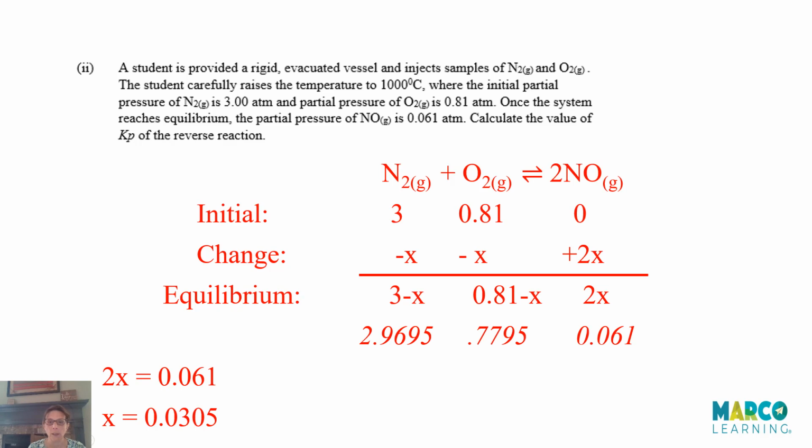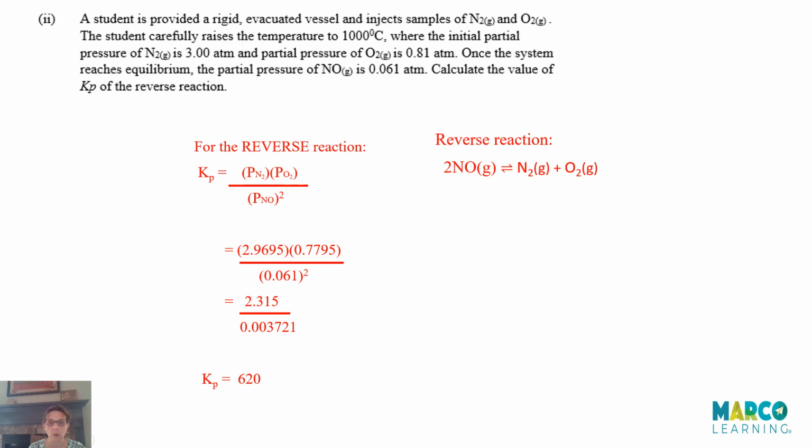Now let's see, I'm not done. It's asking me to calculate the value of Kp for the reverse reaction. So my reverse reaction, remember we were asked earlier to provide the Kp expression for the reverse reaction. So now I'm just going to plug in the values that I just found, and I will end up with a Kp value of 620.